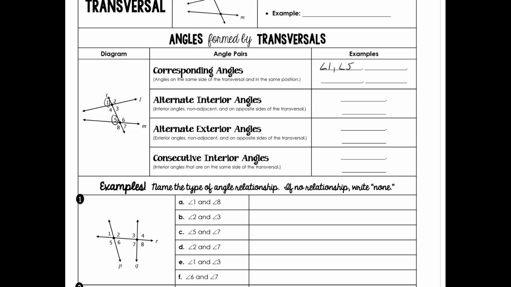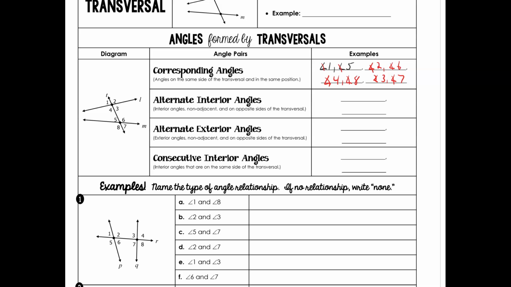Hopefully this looks familiar from yesterday. The top left are corresponding. The top right, so 2 and 6, are also corresponding, right? They're in the same position, the top right. So angle 2 and angle 6. I'm going to go back to putting my angle marks there. Okay, and then see if you can find the other 2. Okay, so there's all 4 pairs of corresponding.